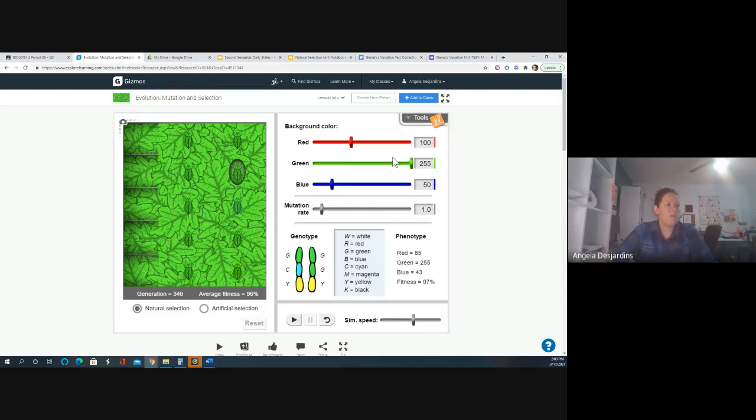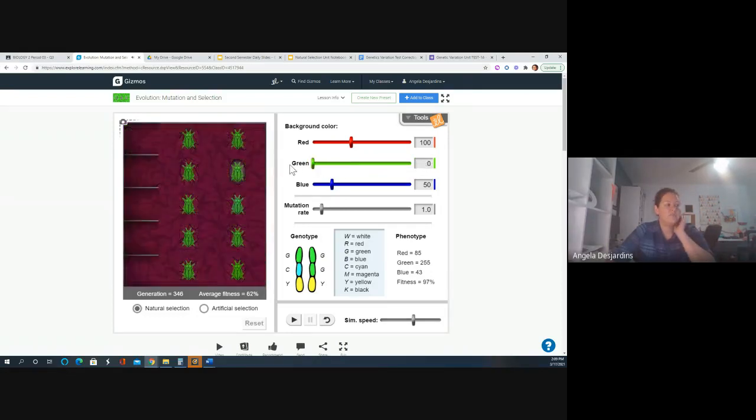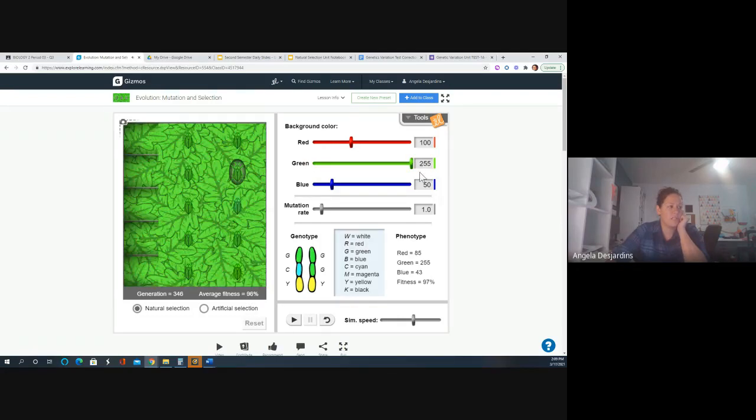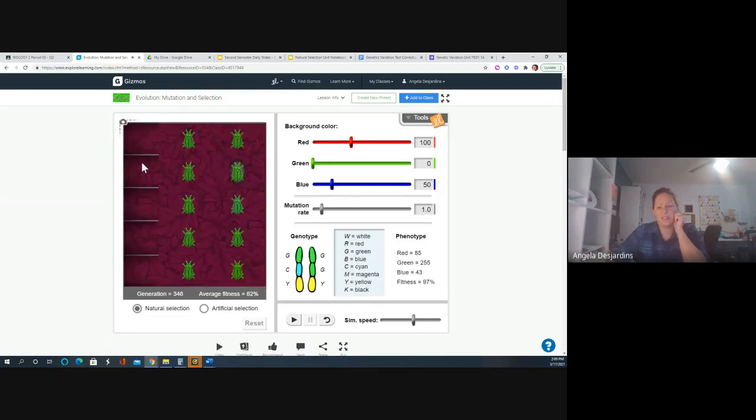Now the big thing here is the environment has to stay constant. If the environment changes, all of a sudden these guys lose their ability to hang. They went from a 97%, 96%, now they're back down to a 62. These guys will get picked off like a bad habit.